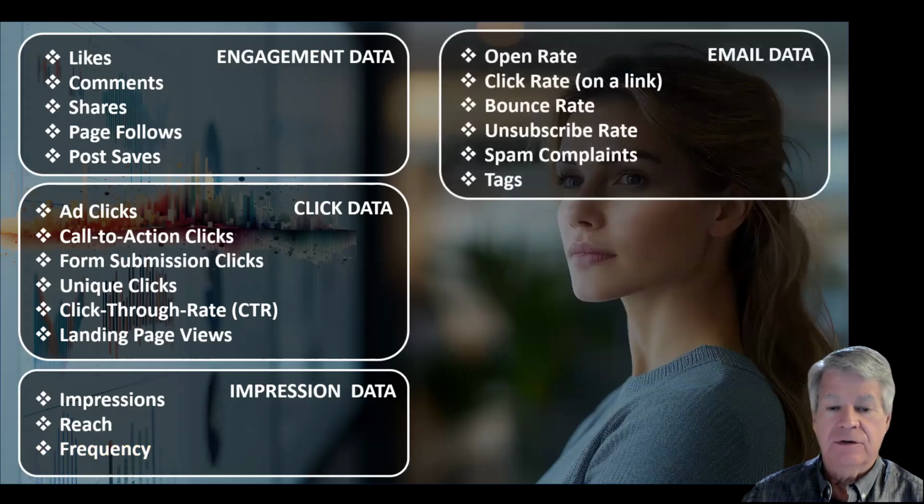Email data includes an open rate, a click rate, and that's on any link, and a bounce rate, which you want to keep low. An unsubscribe rate, which you must keep low to keep from losing audience members faster than you acquire new members. Spam complaints, which you must keep low if you can't eliminate them altogether. Delete bounces and any bad data as needed. And then tags, super important for all the reasons we've discussed in this video series.